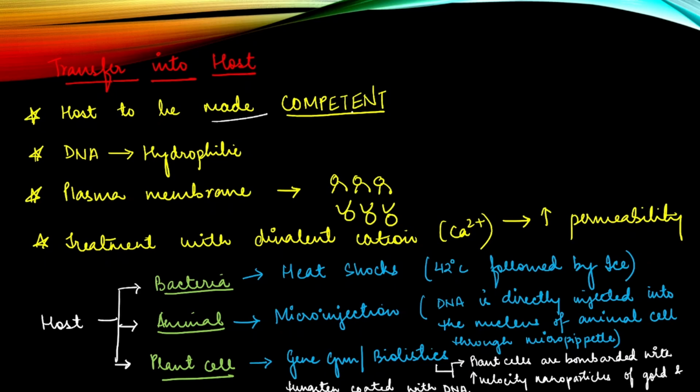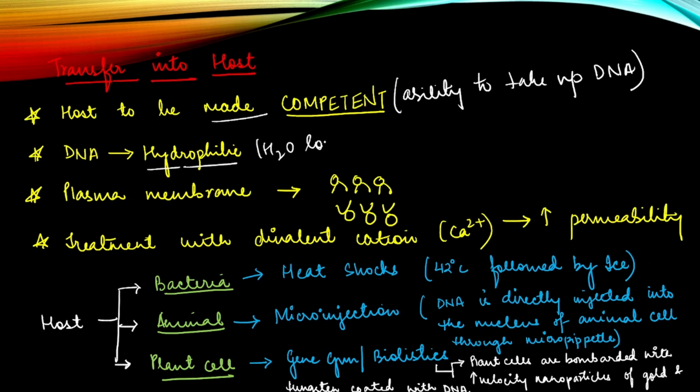So the host has to be made competent. Competent means the ability to take up DNA. We have to make the host cell competent, right? DNA is hydrophilic. Hydrophilic means what? Water loving. And what is the plasma membrane made up of? Proteins and lipids. Yes. The plasma membrane is made up of lipid and protein.